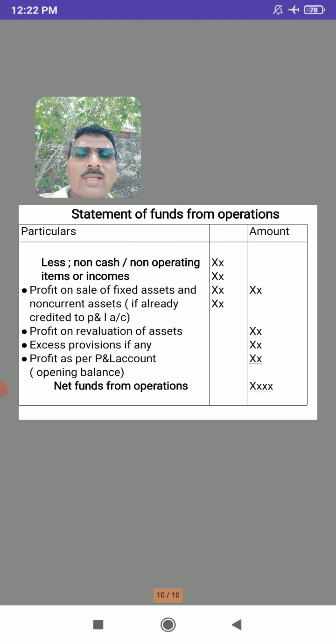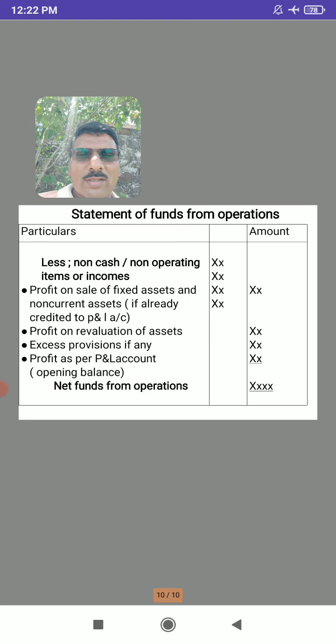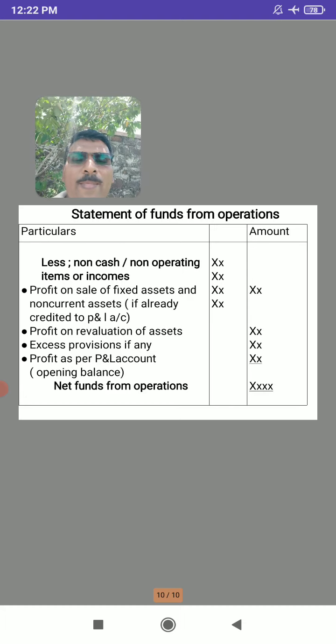Then the profit and loss as per the P&L account, that is the opening balance. So here, from the total of the closing balance of P&L account and the non-operating expenses added to this profit, we have to deduct the non-operating incomes and the opening balance of the profit and loss account. After deducting these things, we finally get the net funds from operations.